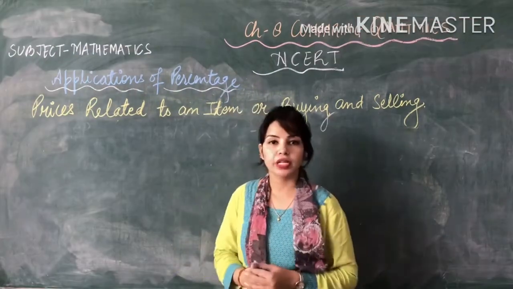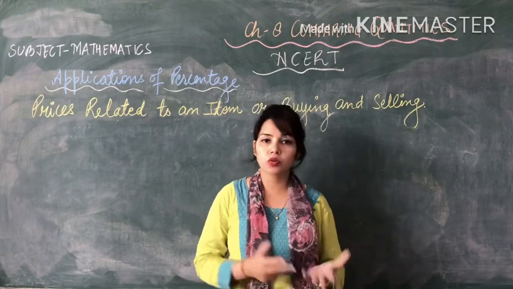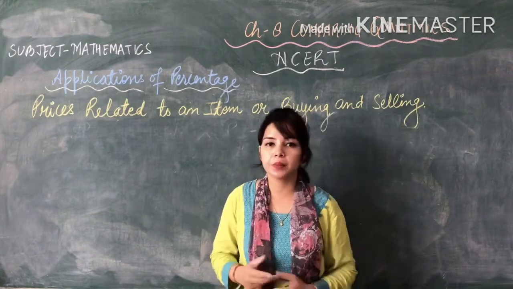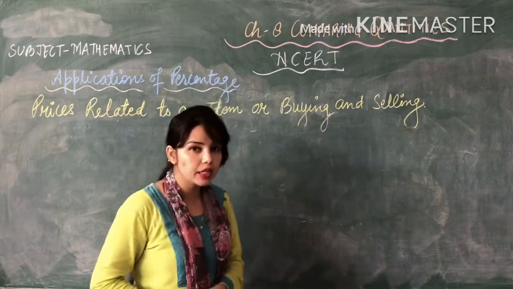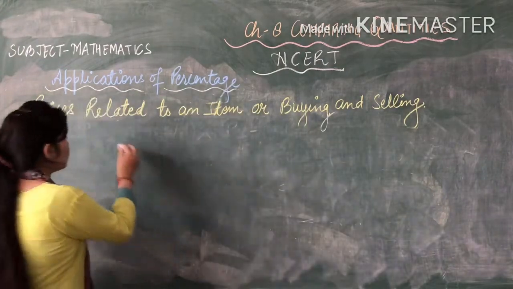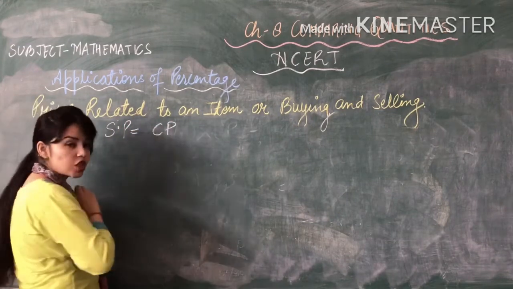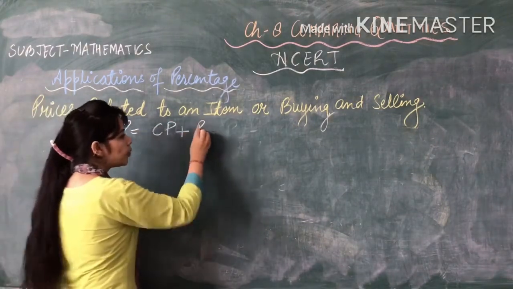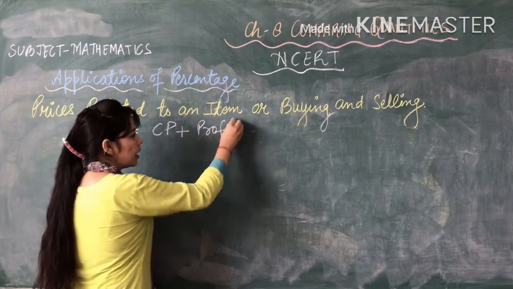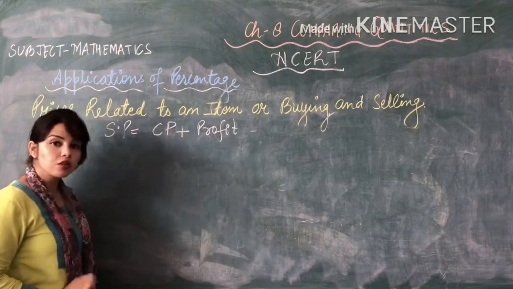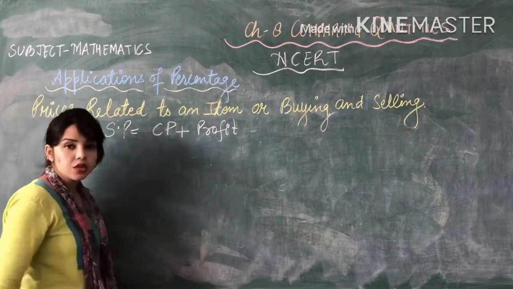Now suppose children, in place of profit percent, loss percent, you have been asked to calculate the selling price. Then how will you calculate the selling price? To calculate selling price, we should know that the cost price plus the profit. If it is given, we can directly find out. But what if the profit is not given? What if the CP is not given?